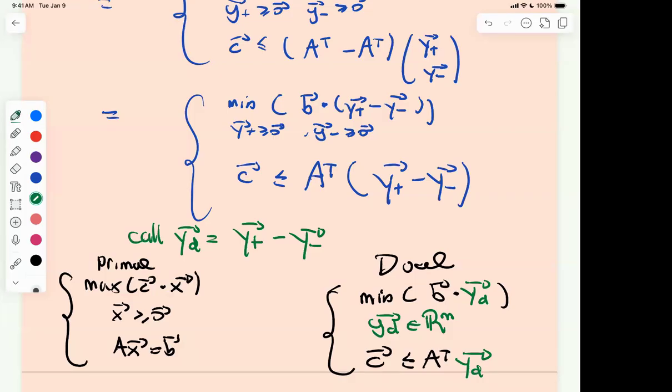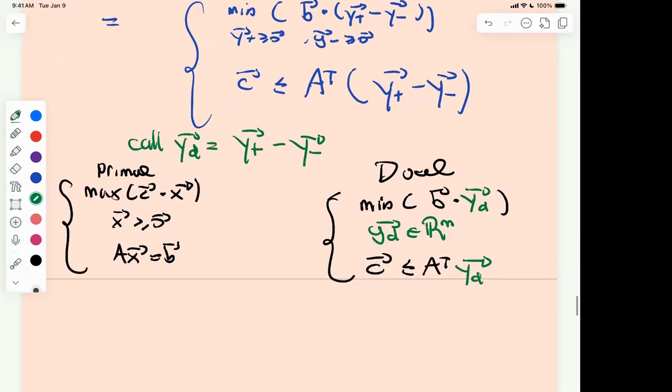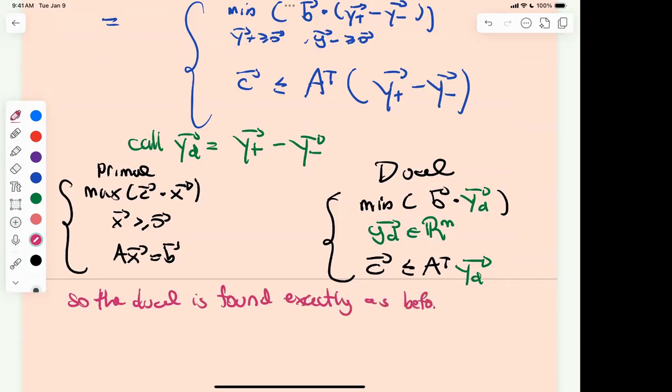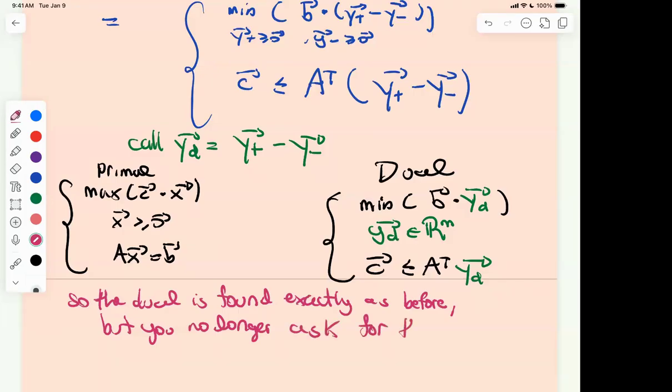And regard the dual that way. Okay, so let me write that in words. The difference is that the dual is found in the exact same way, exactly as before, but you no longer have any conditions on the variables being non-negative. You no longer ask for the variables to be non-negative.